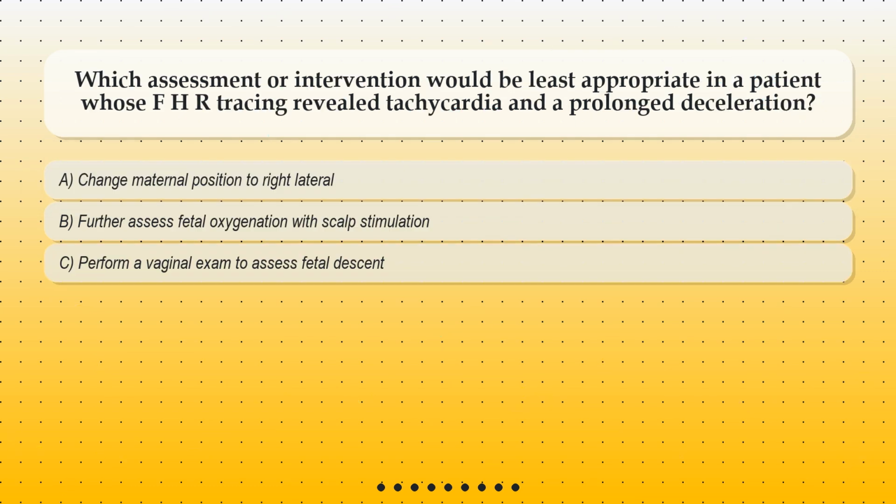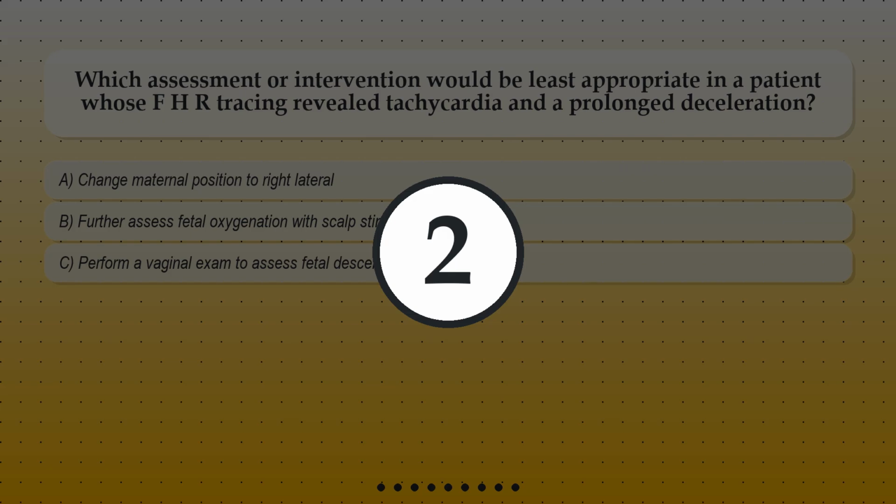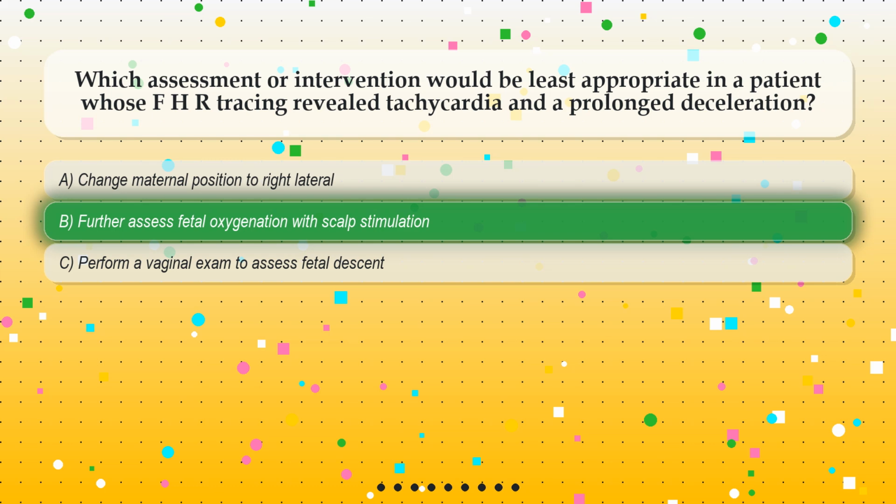Question 2. Which assessment or intervention would be least appropriate in a patient whose FHR tracing revealed tachycardia and a prolonged deceleration? Option A, change maternal position to right lateral. Option B, further assess fetal oxygenation with scalp stimulation. Option C, perform a vaginal exam to assess fetal descent. The correct answer is option B, further assess fetal oxygenation with scalp stimulation.